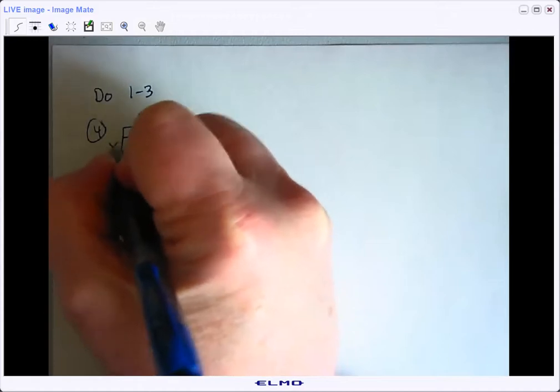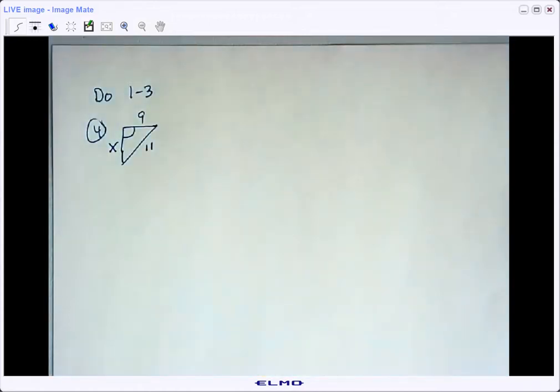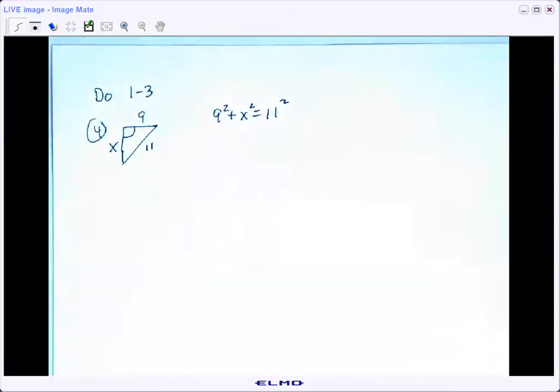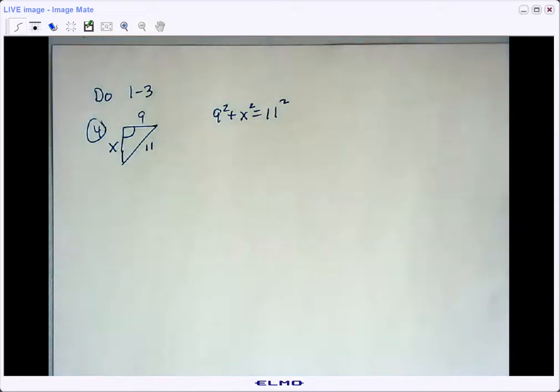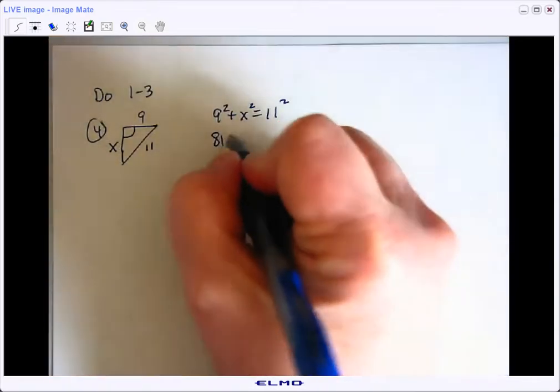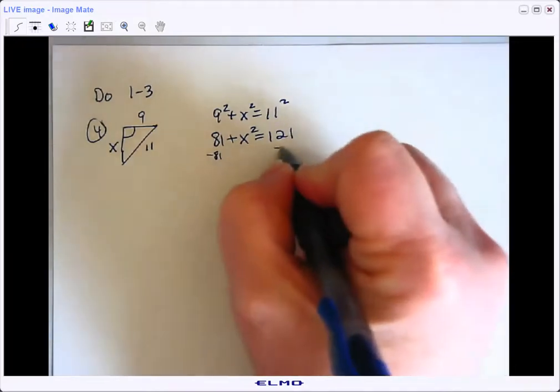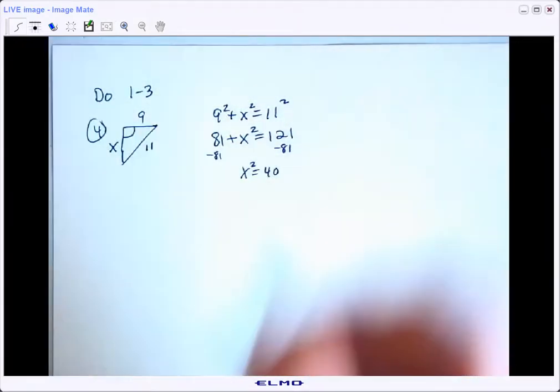9, 11, and x. Which one's my hypotenuse? 11. Good. Your hypotenuse doesn't always have to be a number. It can be a variable. So we have 9 squared plus x squared equals 11 squared. So 81 plus x squared equals 121. And then subtracting 81 on both sides, x squared equals 40.